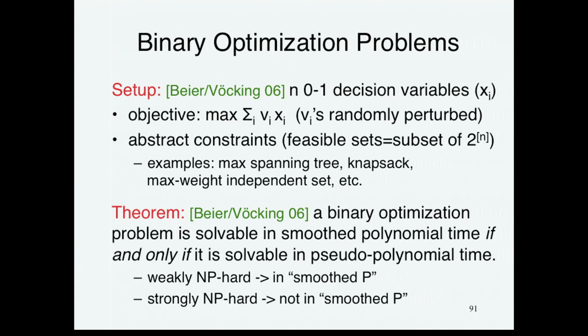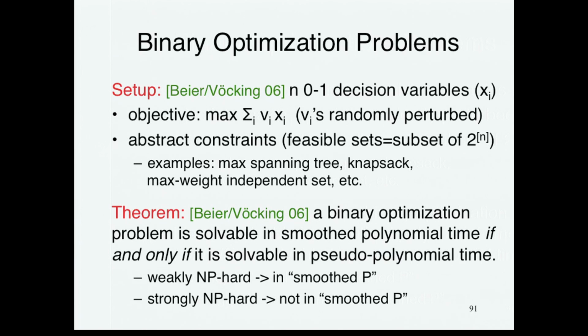So for example, if you have a weakly NP-hard problem like the knapsack problem, it actually becomes easy once you pass to the smooth model. You can solve it in polynomial time, smooth polynomial time. If you have a strongly NP-hard problem, it does not become easy. It remains hard even in the smooth model. Okay? So that's the result, if and only if.